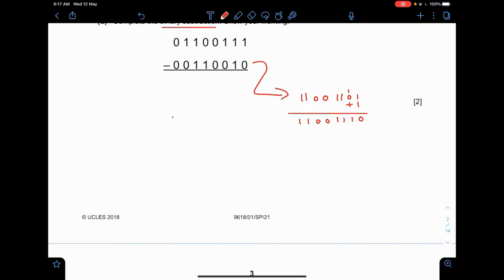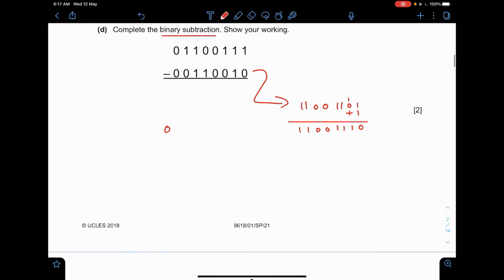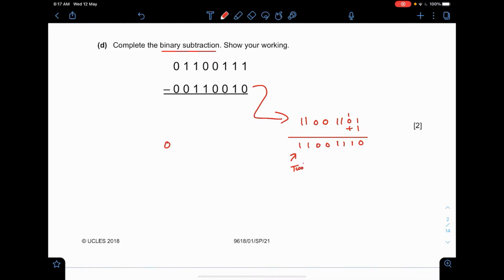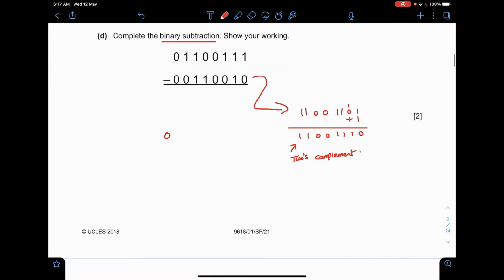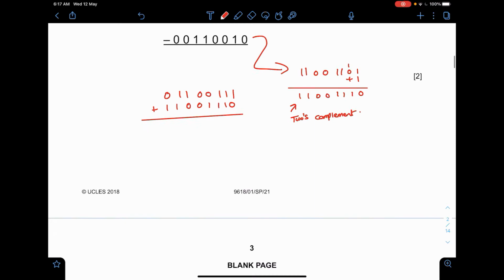Okay, so now I have to do the addition because I've changed this into 2's complement, right? So 0 1 1 0 0 triple 1 plus now 1 1 0 0 1 1 1 0, right? We're gonna do addition on this, right? So 1 1 becomes a 0, triple 1 becomes a 1, 1 1 becomes a 0, 1 carried forward, 1 1 1 1 becomes a 0, 1.